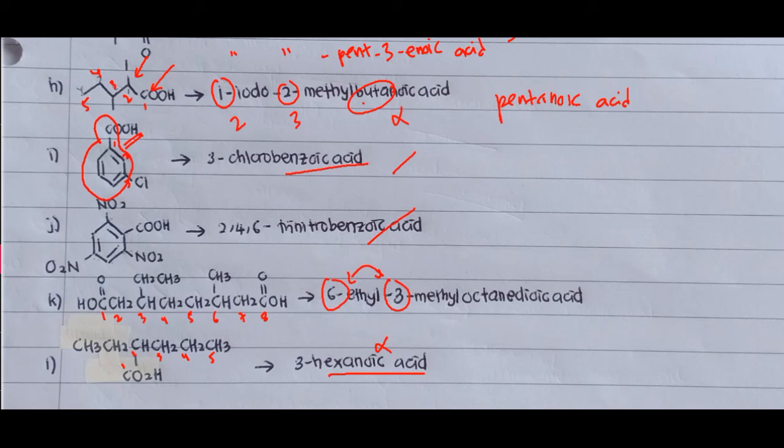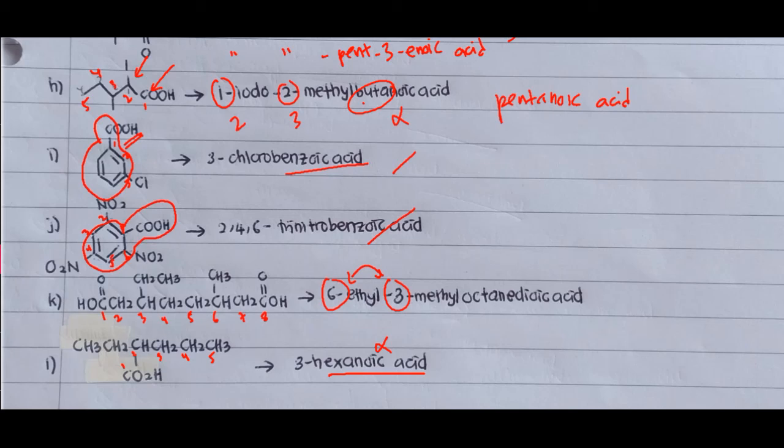Alright, J, no problem. Okay, again, the first carbon is at the COOH on the benzene. So whether you want to go clockwise or anti-clockwise, it will give the same position of the nitro groups. So the answer will be 2,4,6-trinitrobenzoic acid. Benzoic acid, again, it is referring to the benzene which is attached to the carboxyl carbon.